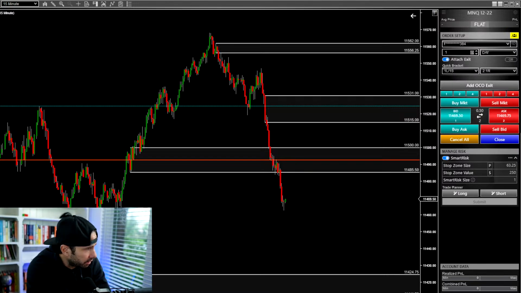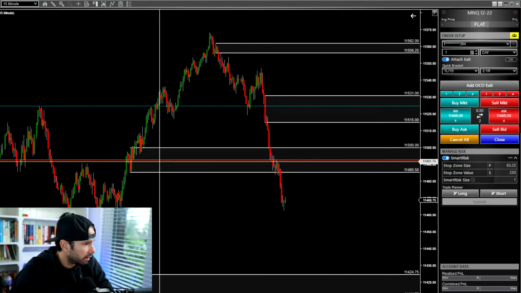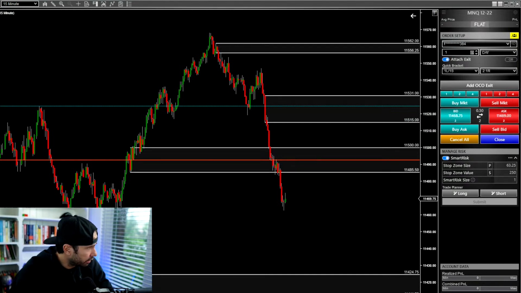All right, so the tick chart is finally breaking to the downside, minus 400. ADQD is still positive, so it's still setting up for the long on the ADQD, but not the tick chart.